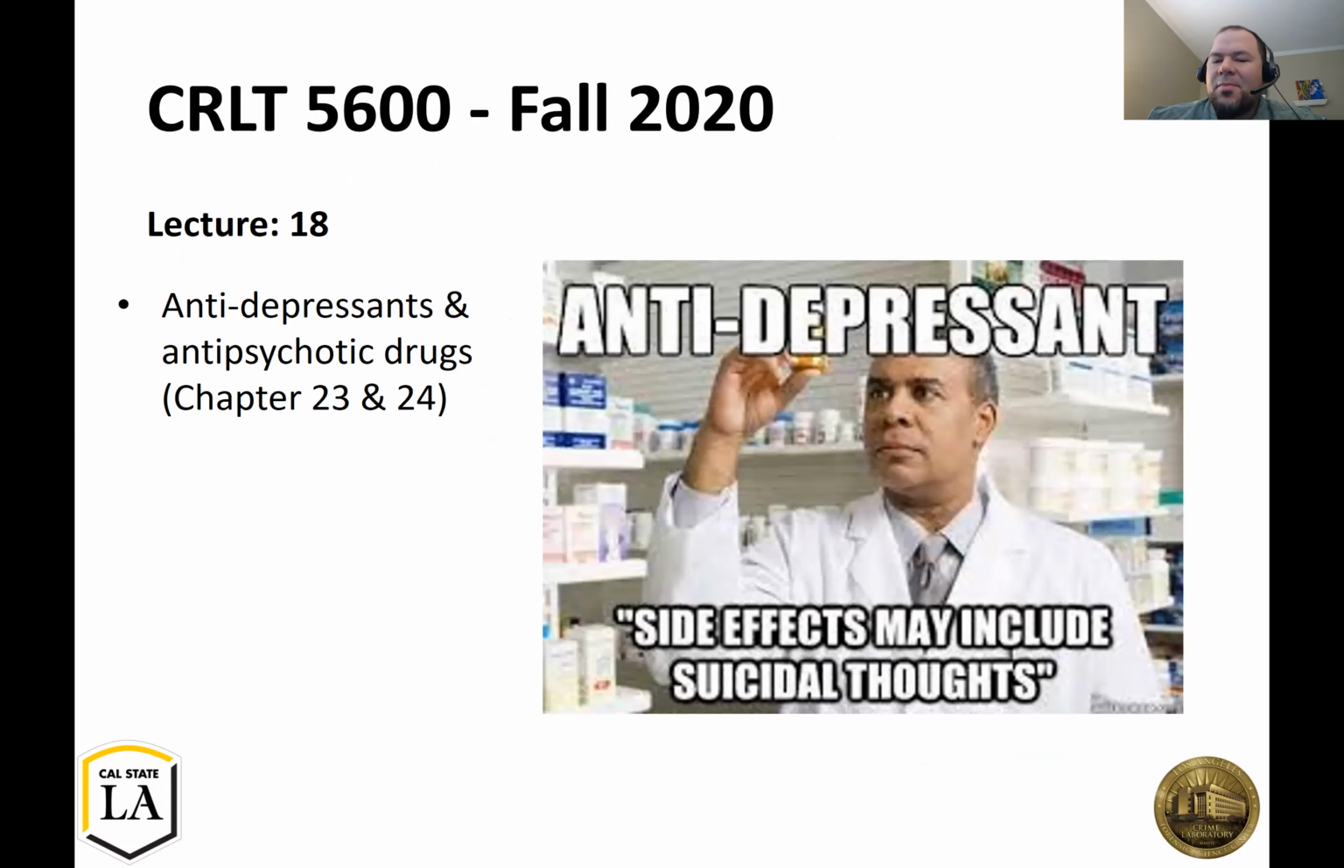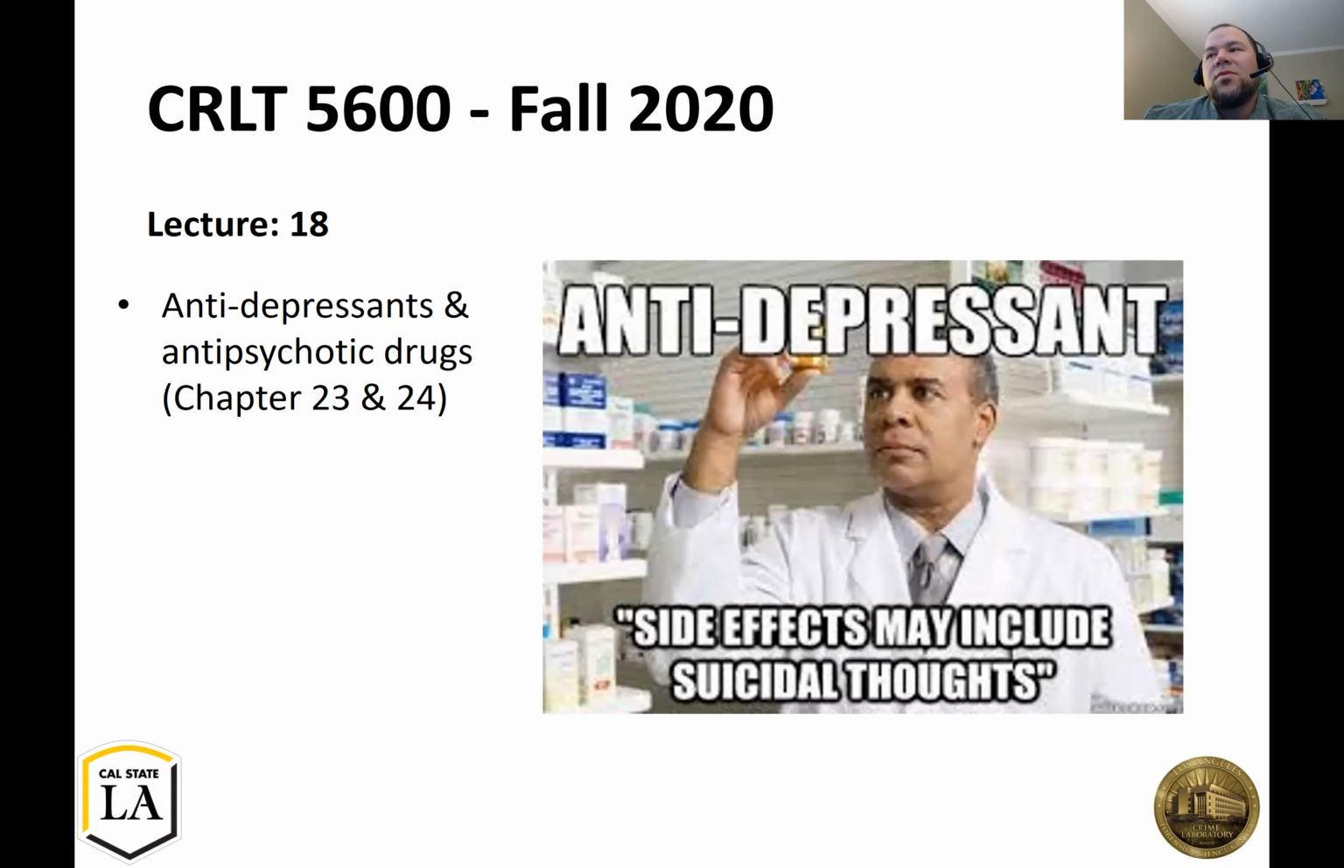So antidepressant drugs. This is kind of a joke first slide, right? Side effects may include suicidal thoughts. The interesting thing about some of these medications is that they do have side effects in some individuals. Some of them can be pretty severe, and some of the side effects that do include suicidal thoughts, which is actually a thing, can be related to the effects of withdrawal from some of these drugs. So some of these drugs can have sort of severe withdrawal effects.